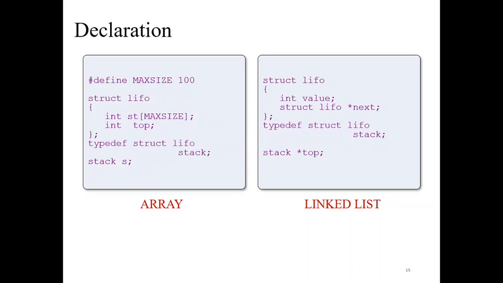As you can see, the declaration of an array and the linked list. We have declared the maximum size, which is 100. We have declared a structure called LIFO, last in first out, with the integer element of max size. And now we have to make a stack with the variable s. While in linked list, we have created a value variable as integer. We have a struct LIFO with the next element, as said before. Now stack is going to point to the top element, as we said before.